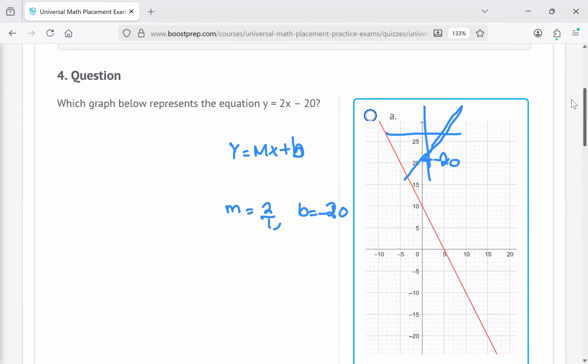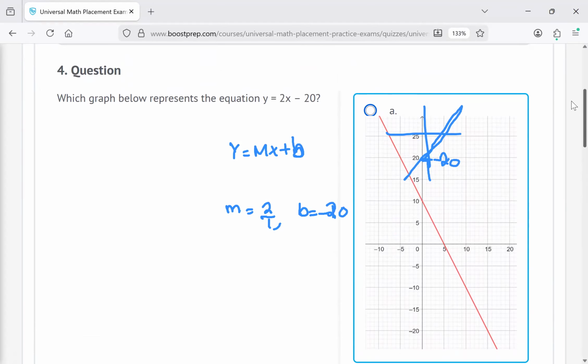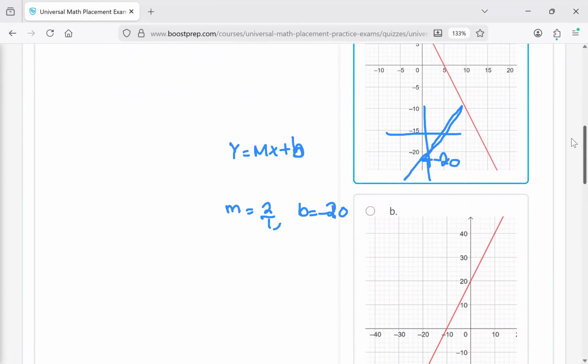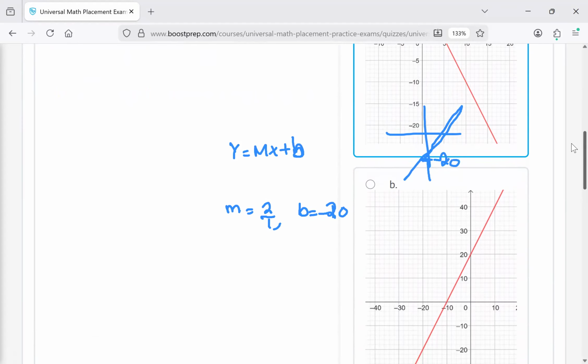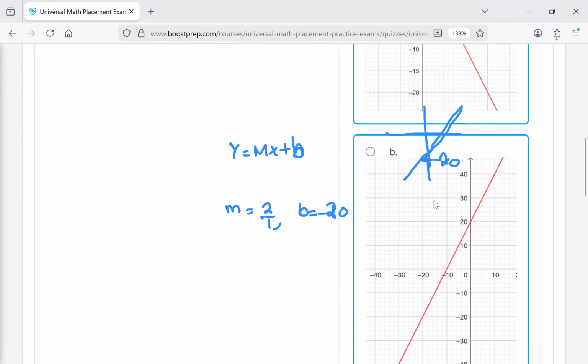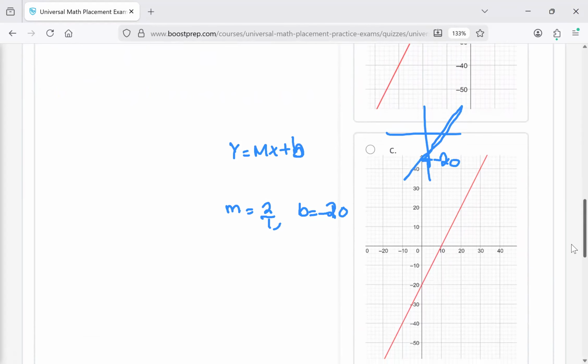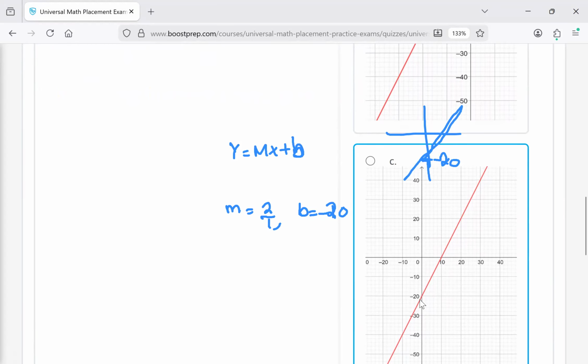Okay, so is it A? No, because the slope is negative. Is it B? Yes, the graph is positive, but does it have a y-intercept of negative 20? No, it has a y-intercept of positive 20, so we can't use that one. Is it C? The slope is positive, and yes, the graph has a y-intercept of negative 20.